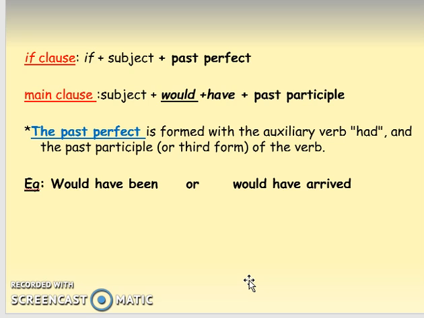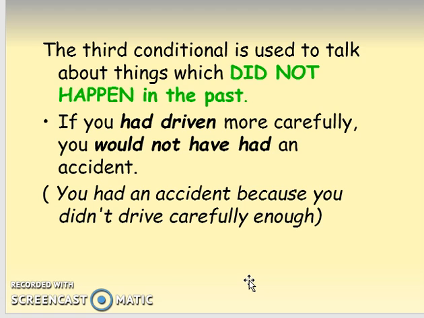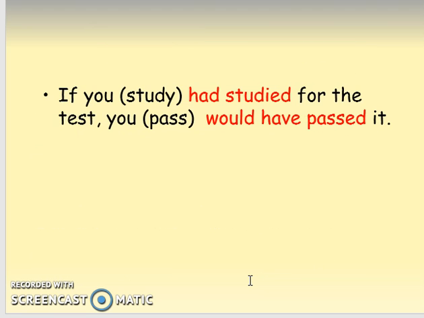Okay, so the past perfect is formed with the auxiliary verb had and the past participle of the verb. For example, would have been or would have arrived. Before I conclude, let's do an example. So if you had studied for the test, you would have passed it. So as you can see here, it's the past perfect, and here it's would plus have plus the verb.